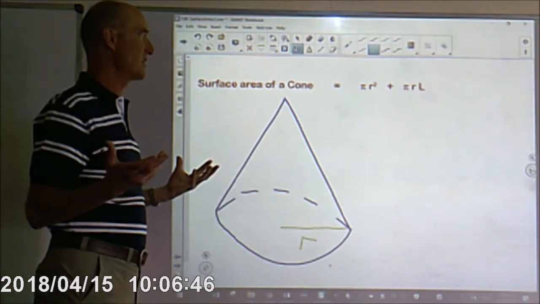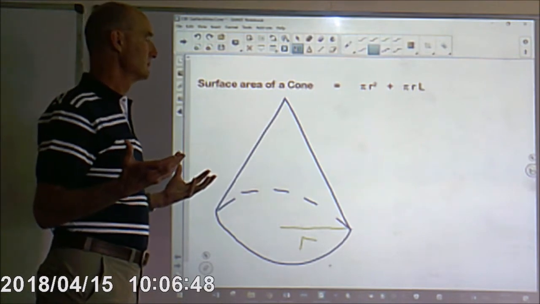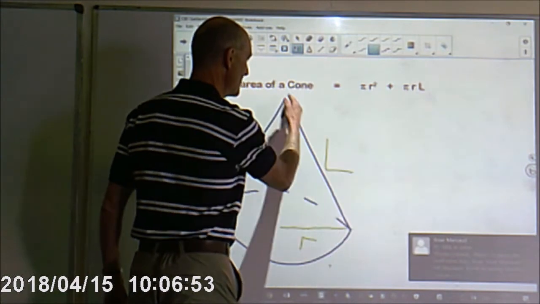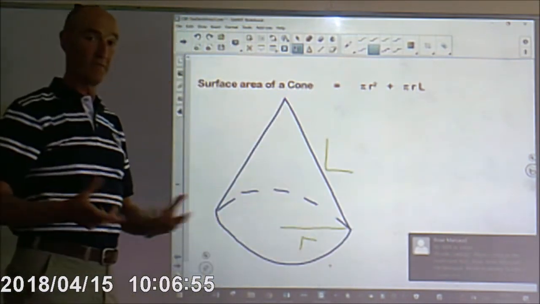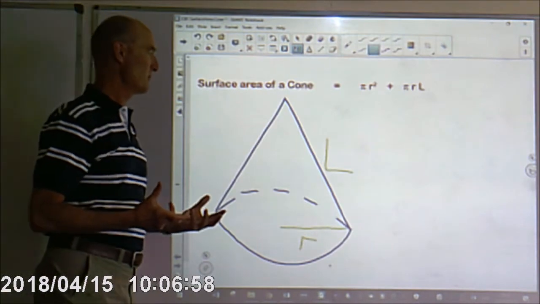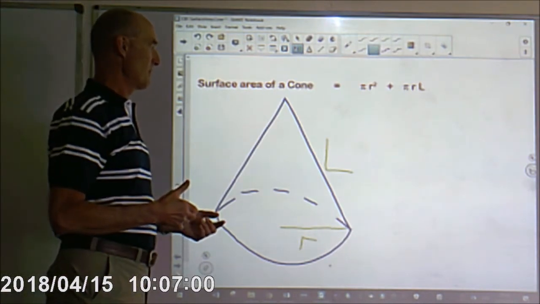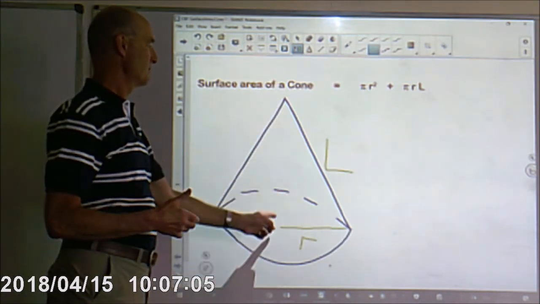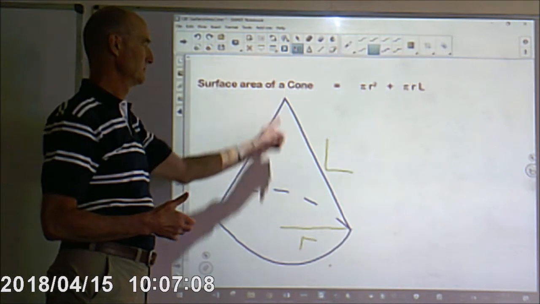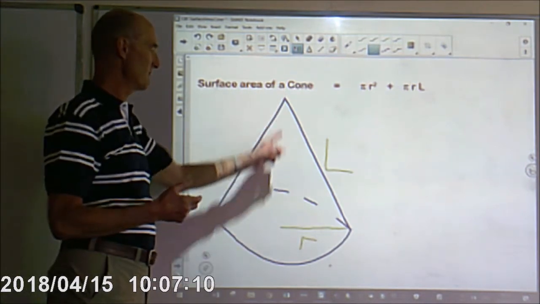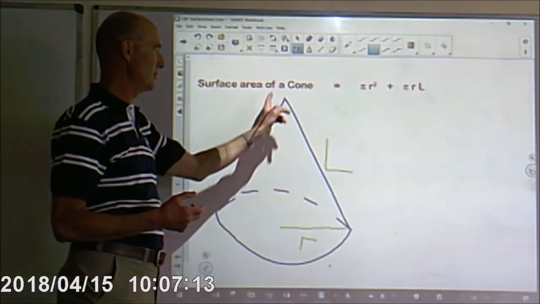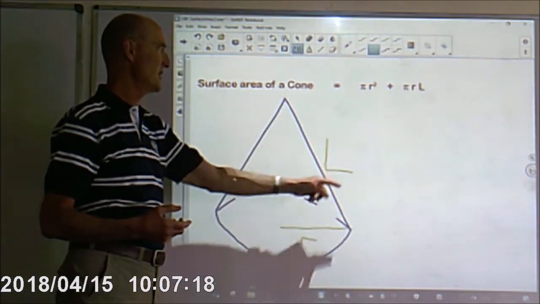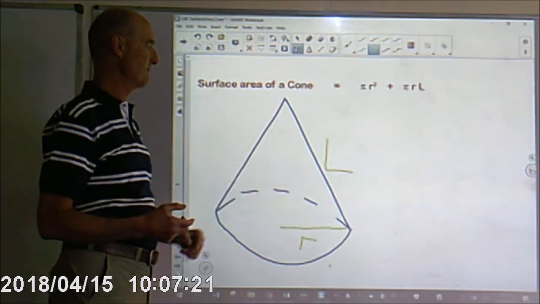Pi is a term you understand. L is this sloping length. Now when we were dealing with the volume of a cone, you remember the volume of a cone was pi r squared times the vertical height. This time we're not interested in the vertical height. It's not the vertical height that we're looking at. We're looking at this sloping height, this sloping length, and we're calling it L. And that's how it relates into that formula.